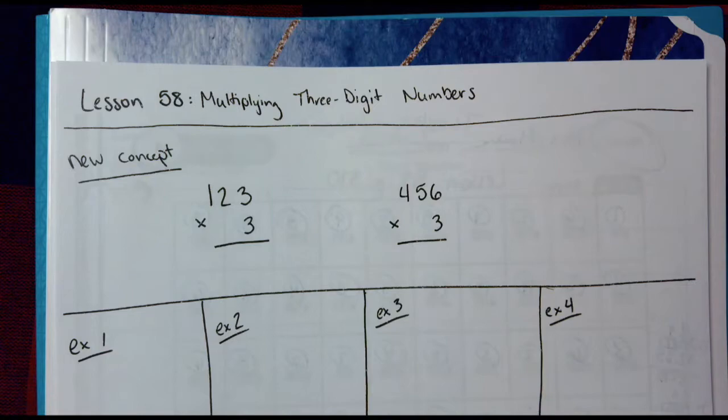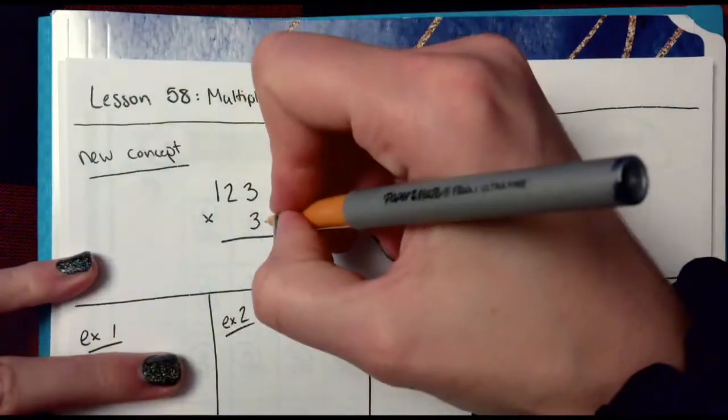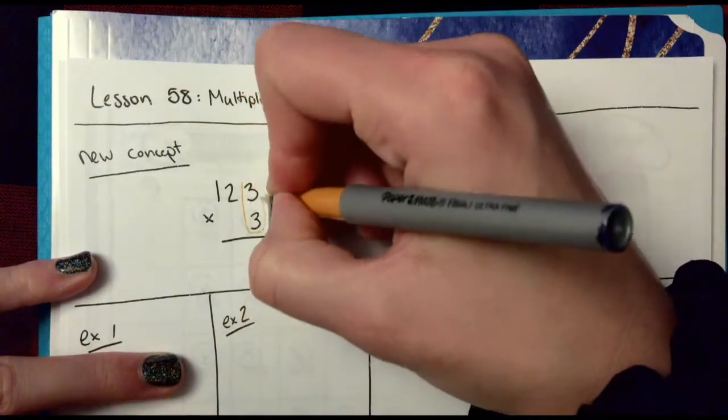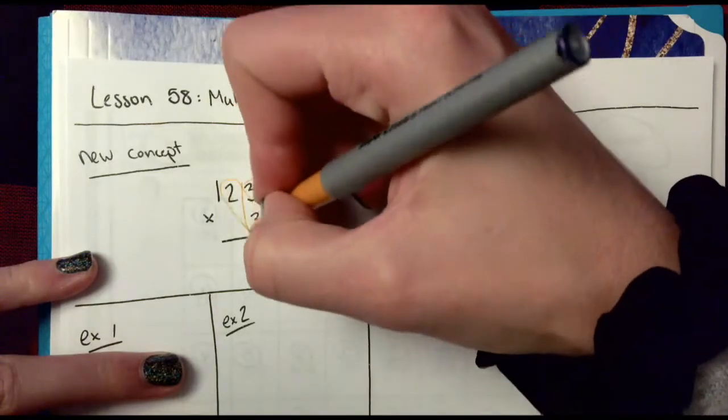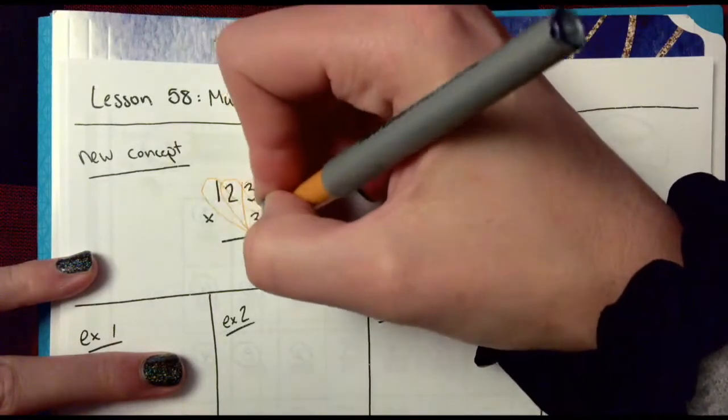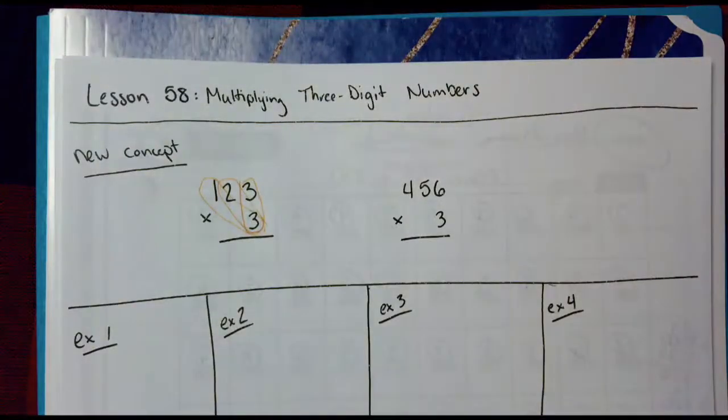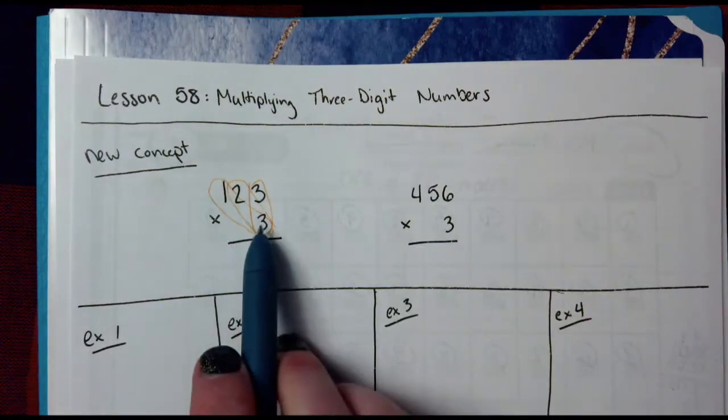Our new concept today is multiplying 3-digit numbers. When we multiply 3-digit numbers, we need to remember that first we're going to multiply the bottom number times the ones column, then we're going to do it times the tens column. Today we're also going to do it times the hundreds column. So the bottom number we've got to multiply by all 3 of those. Let's look at this first example.